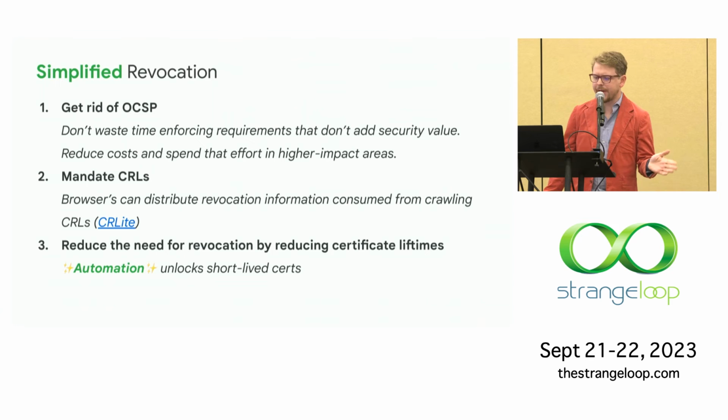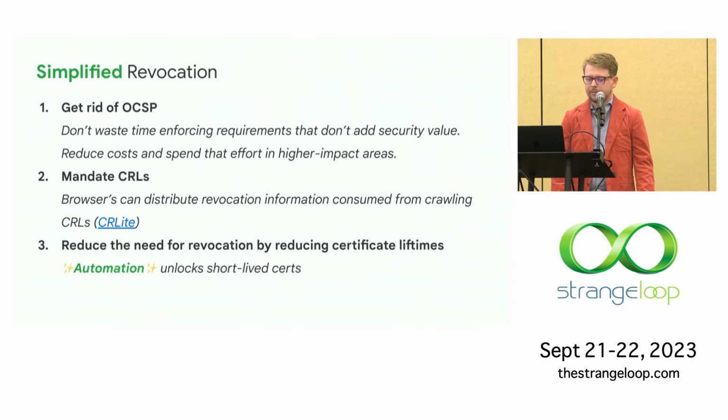Okay, so then let's mandate CRLs. Browsers can distribute revocation information consumed from crawling these CRLs if all CAs have them, and then can build custom mechanisms for getting at least some of the revocation information to clients within some time window. It's never going to be all that fast, but there's been improvements in this space, cascading Bloom filters, all that kind of stuff. Mozilla is really pushing forward here with a project called CRL Lite. And we're looking at them very closely.